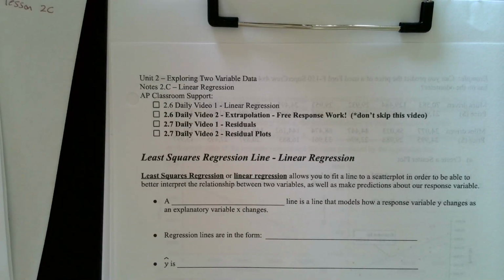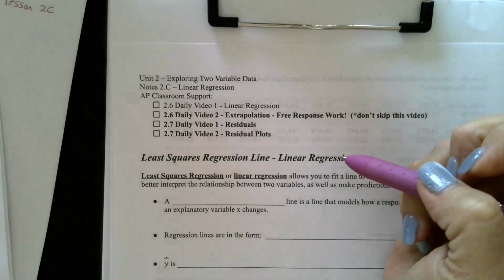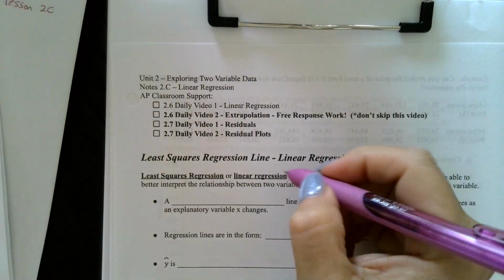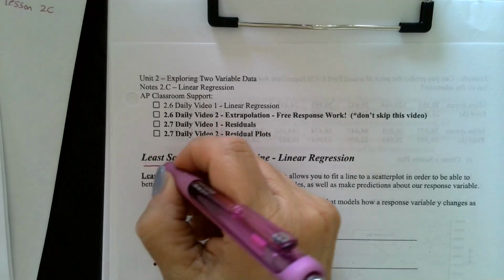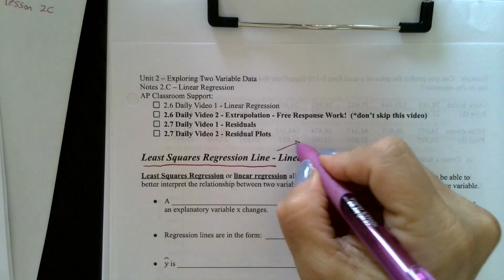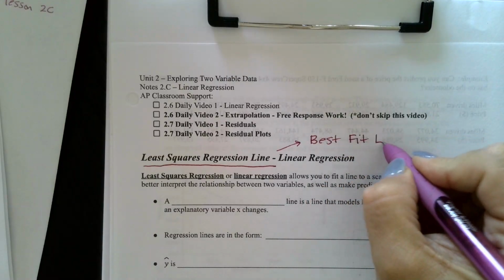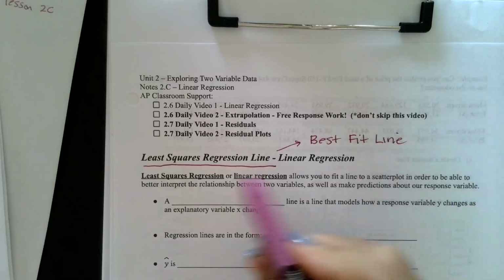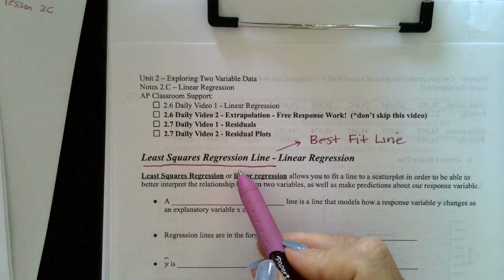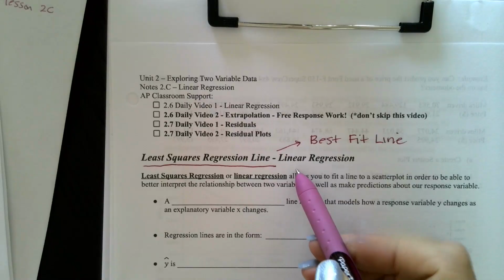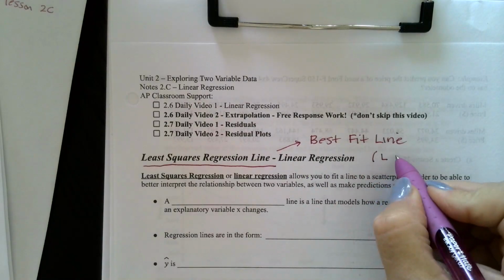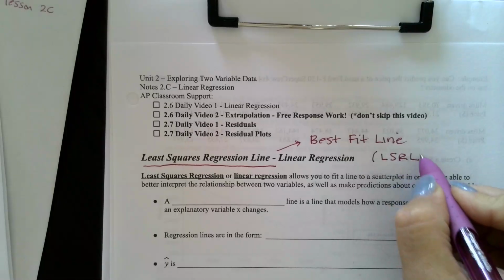All right, what we're doing today is the least squares regression line. We've done this in your math classes, and what we've always called this is your best fit line. What you'll see in stats is this least squares regression line. We find this using linear regression. It is a best fit line, and it's often abbreviated LSRL.